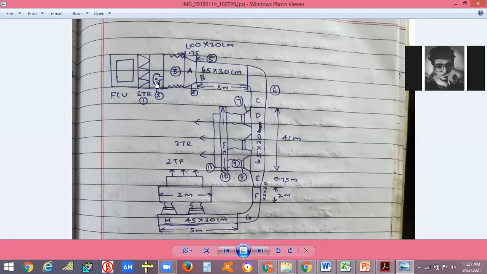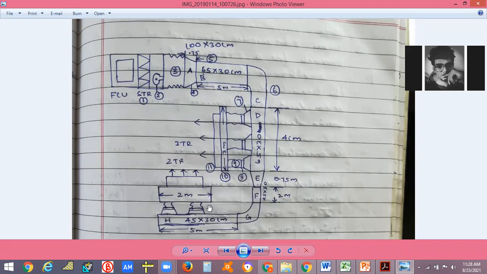FCU, strainer, blower, flexible connection. A is the reducer, B is the straight duct, C is the elbow, D is the straight duct. This is the shoe neck, the 7th one. Then this is a 3 meter length plenum box. Then it comes to the air terminal grill. And again from the side, F is the reducer duct, G is the elbow, H is the straight duct.